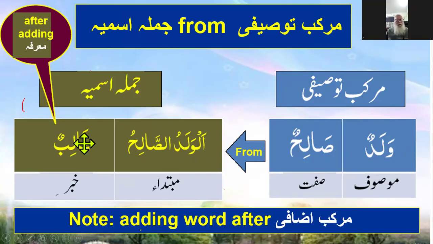So that becomes the khabar. So these are the three ways or methods to convert a murakkab tawsifi into a jumla ismiya: either changing the first part and second part of the murakkab, or adding something before the murakkab, or adding something after the murakkab. When you add in the front, you add a proper noun. When you add at the end, you add something common, but you have to convert the compound into a proper noun.